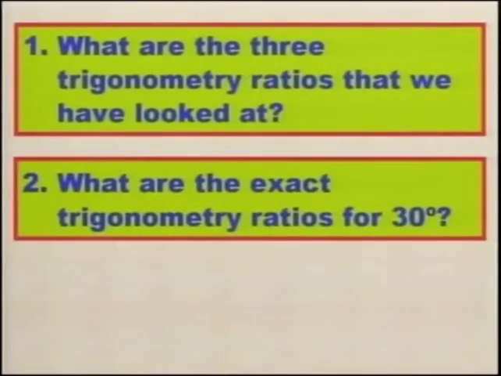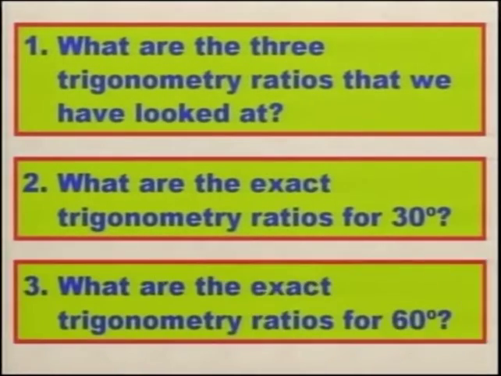Anyone else? Nobody answered this one. Come on, give it a try. Okay, sine 30 is a half, cos 30 is root 3 on 2, and tan 30 is 1 over root 3. Next one. What are the exact trig ratios for 60 degrees? That's easy because I've told you the trig ratios for 30 degrees. They are related.